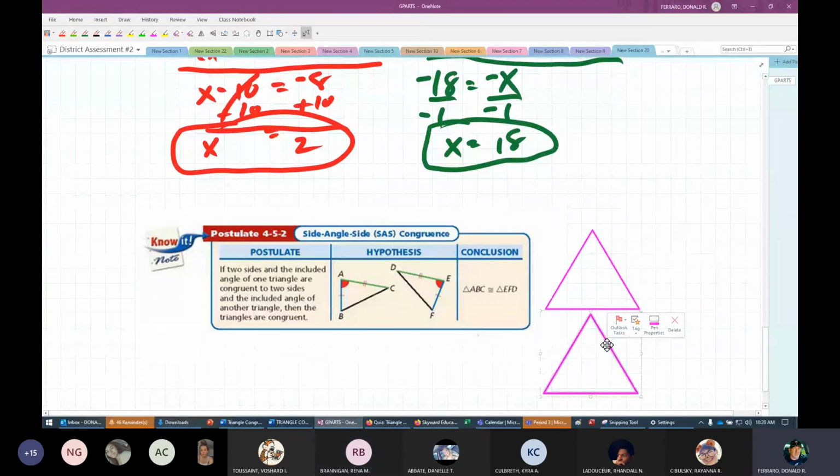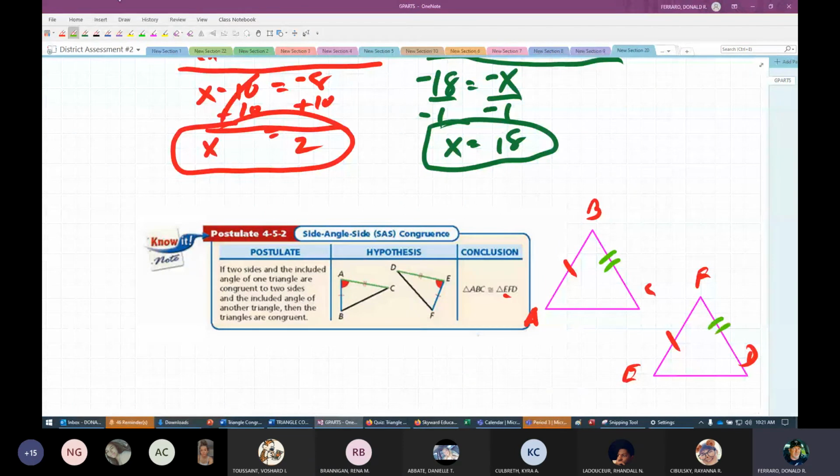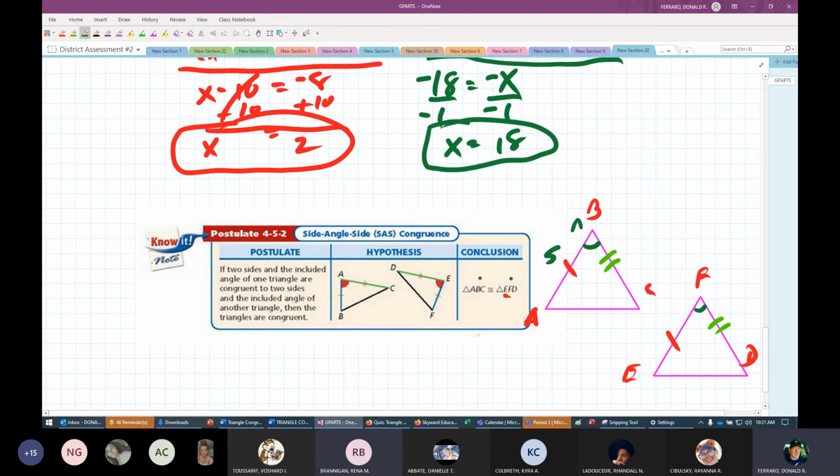So I've got two triangles and I'm going to name them the same as they have it. It's A, B, C, and then E, F, D down here. Now, we've got side angle side. Side AB is congruent to EF. Side BC is congruent to FD. And then angle B is congruent to angle F. So B and F are congruent.